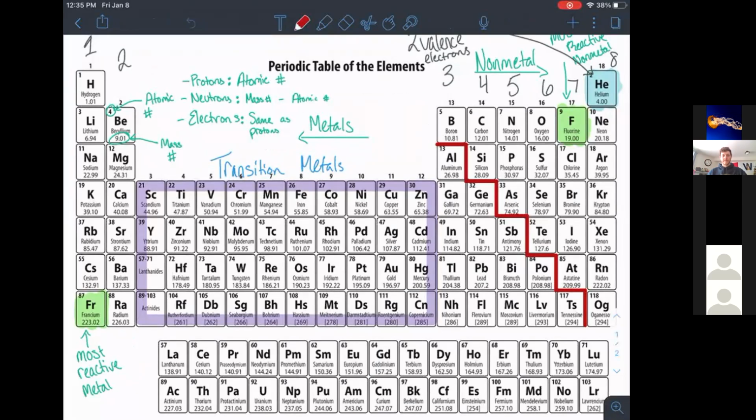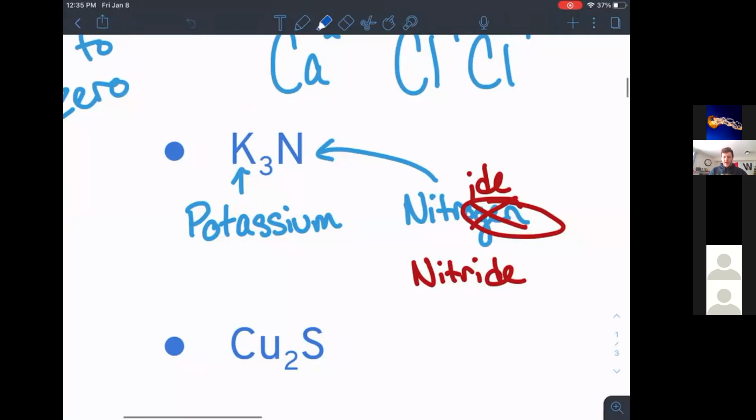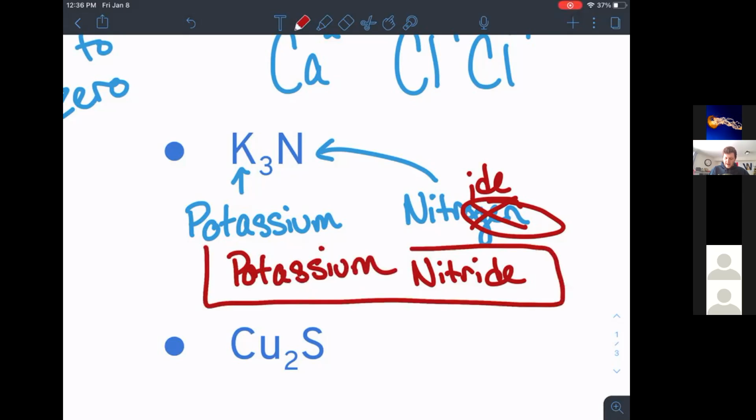It's not a transition metal. It is not a transition metal because it's over here, which means that we don't have to do anything else with it. We can just rewrite potassium as is. So we'll just put potassium. And this is our final answer, potassium nitride.